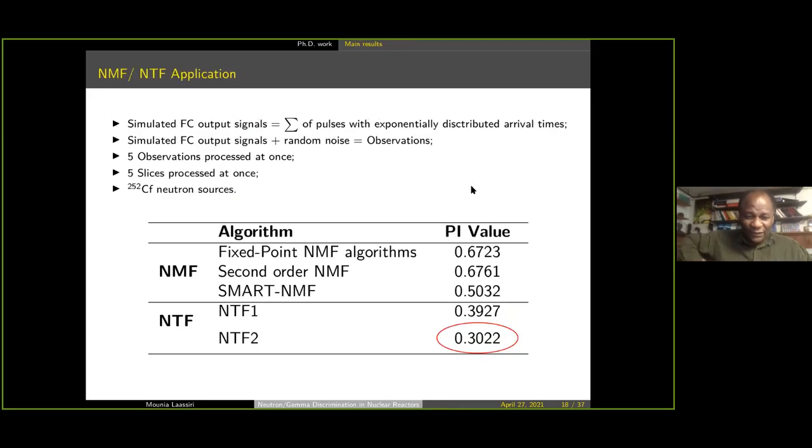When you compare the different algorithms, this 0.3 is the best performance, but what does it mean in terms of the actual separability? Does that mean that you still have some contamination of gammas in your neutron separated component? What is the remaining contamination?